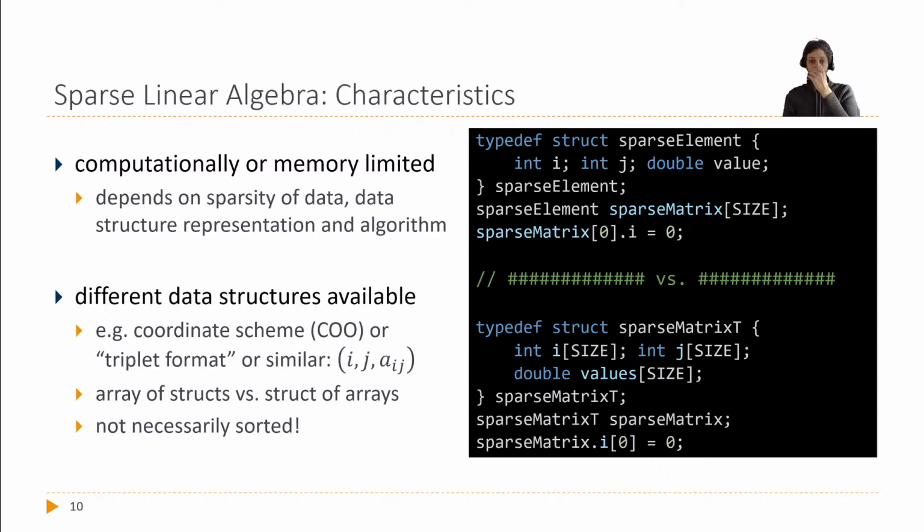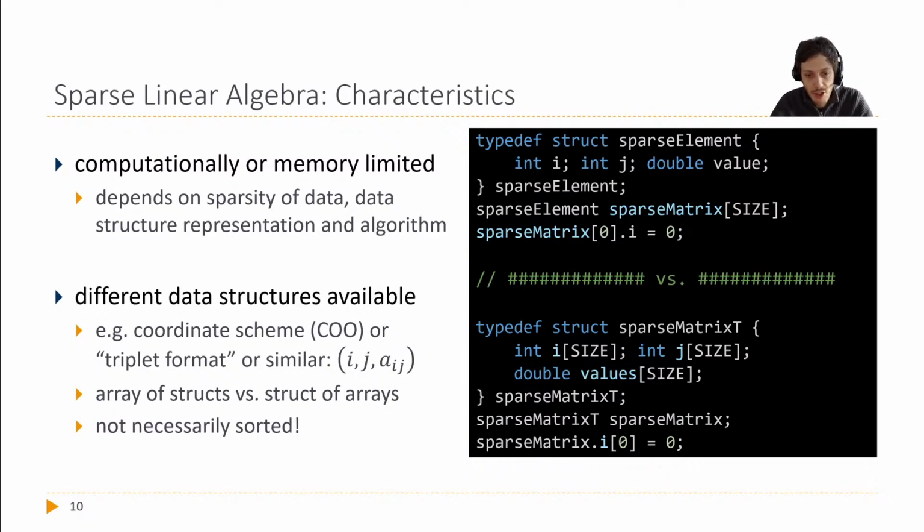So what are the characteristics? Well, for sparse linear algebra, it can be computationally bound, it can be memory bound. This really depends on the sparsity of the data, how you represent the data, and your algorithm. Most of the time, again, naive implementations are usually memory limited, but this really depends on your actual use case and where the data is located in your data structure.